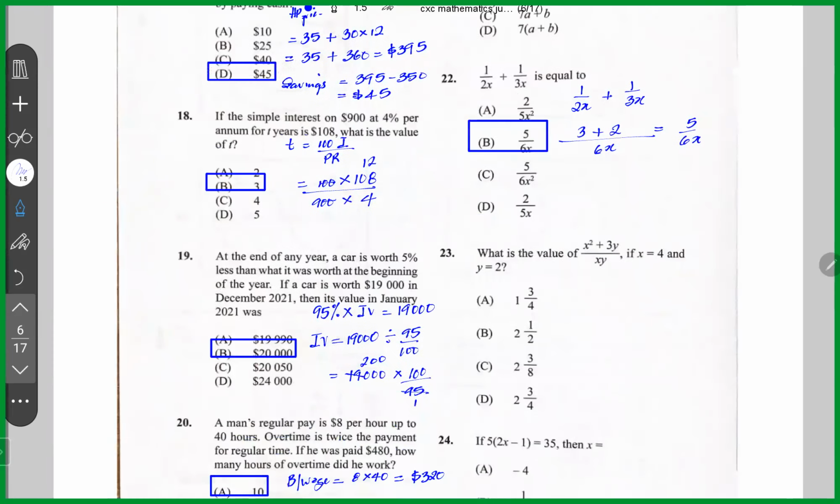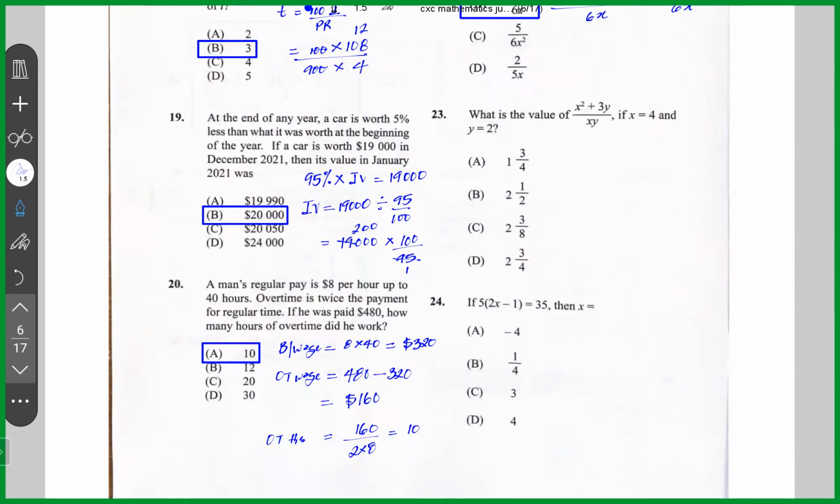Number 23, what is the value of x squared plus 3y over xy if x is 4 and y is 2? So this would be equal to 4 squared plus 3 times 2 over 4 times 2. 16 plus 6 is 22 over 8. 2, 4, 11. This is 2 and 3 over 4. B.